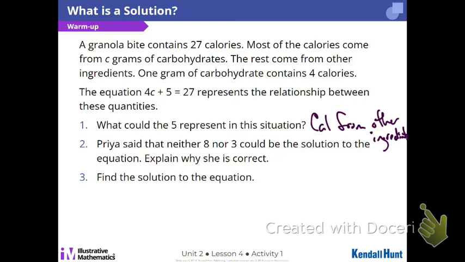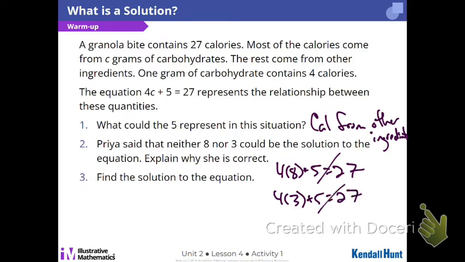I saw something like they substituted in 8 and saw that it does not equal 27. And they substituted in 3 for the number of carbohydrates and saw that also did not equal 27. So that means Priya is correct. So something like they don't equal 27.